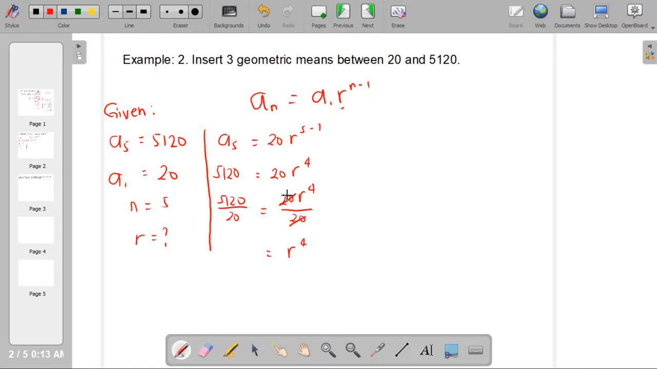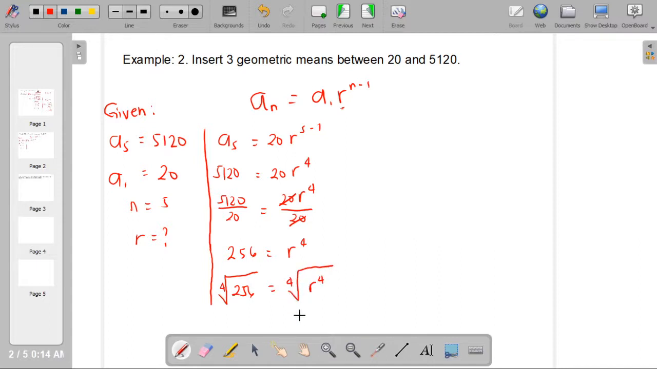And what is 5,120 divided by 20? That is equal to 256. Now, after that, since we want to find r here, kinahanglan mawala ni siyang fourth nga exponent, no? So, unsa may atong buhaton ani? Atong buhaton ani diri is we're going to extract the fourth root of both sides of the equation, no? So, we want to find the fourth root of 256. And then the fourth root of r to the exponent of 4.